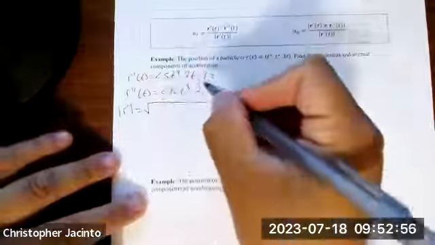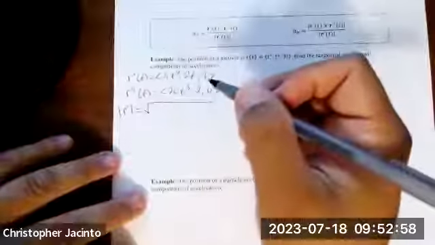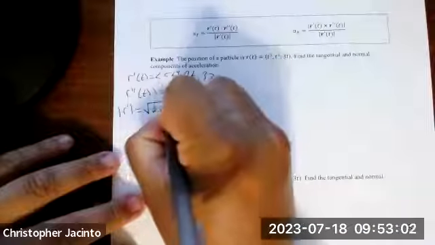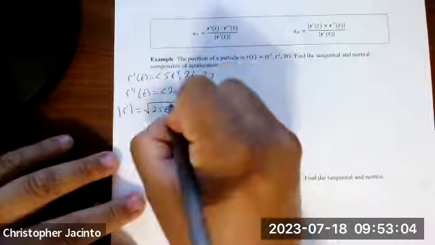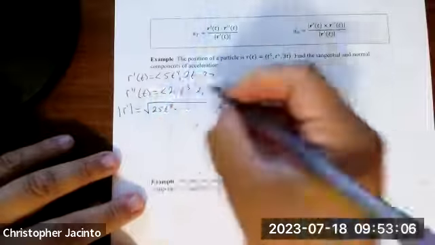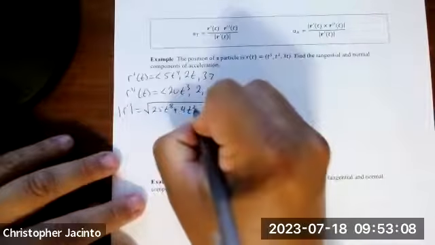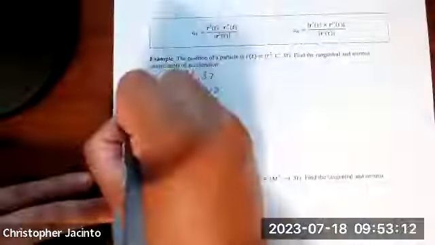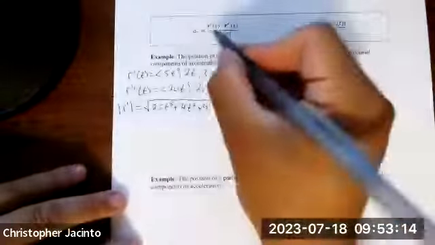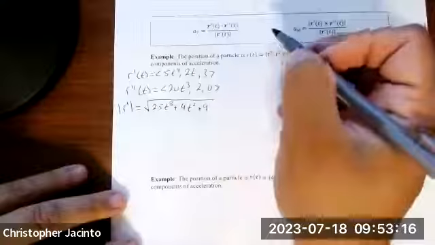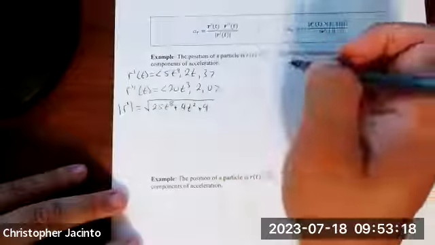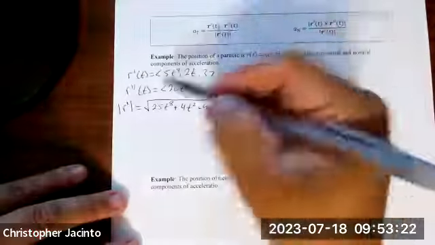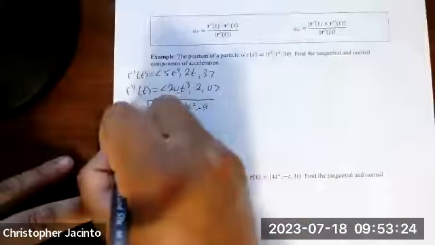That's just going to be each one squared. So 5 squared is 25 t to the eighth, plus 4t squared, plus 9. I'm just going to leave it inside the square root. And now for the tangential acceleration, we need the dot product of this and that.